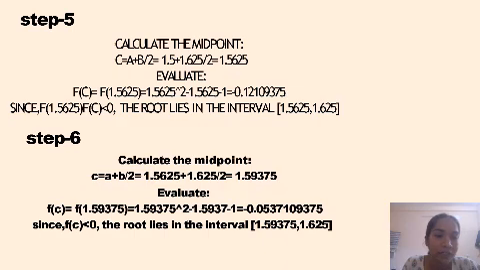After that, iteration 4 and iteration 5, in which the root lies between 1.5625 and 1.625. And for iteration 5, the root lies between 1.59375 and 1.625.